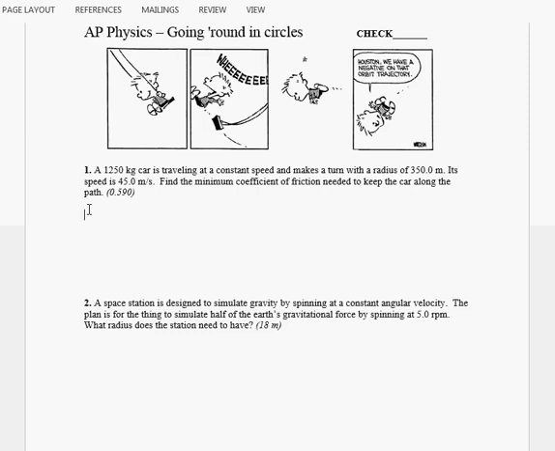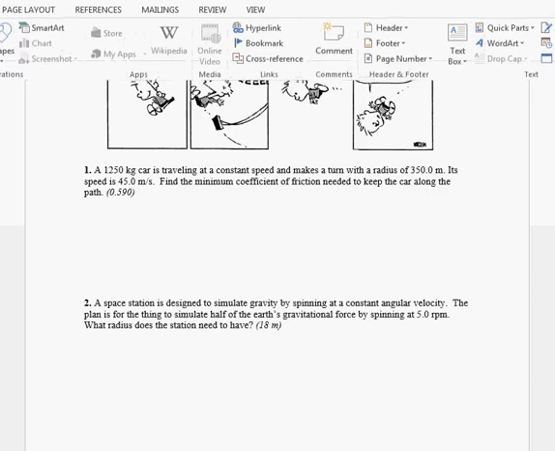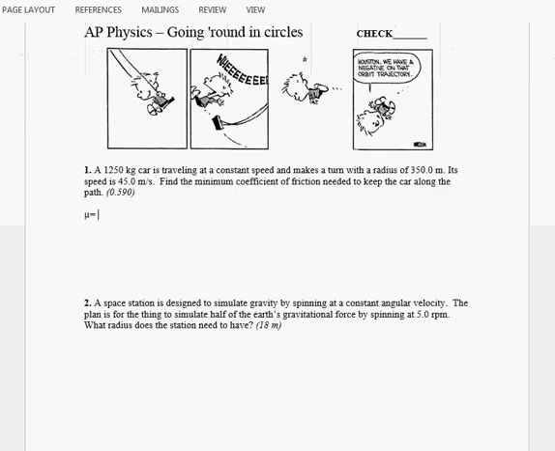Hints for questions 1 and 2. Question 1, we're looking for the minimum coefficient of friction. So if we're looking for that, that really means we're solving for mu. And in the end, what we've got to do is solve for mu. If we rearrange the old fun equation, we know that the force of friction divided by the normal force is going to give us our mu. So now the question becomes, how do we find the force of friction and the normal force?